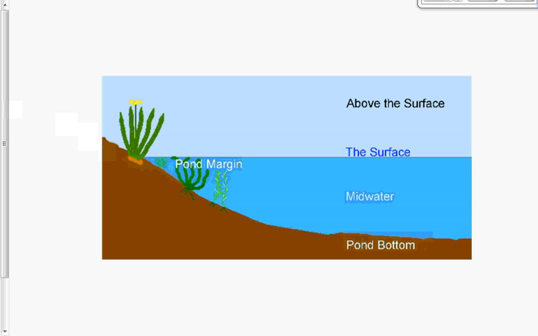So this is a pond. Okay, at the bottom of this pond maybe is a fish, maybe is a golf ball, a goat. That's a fish.